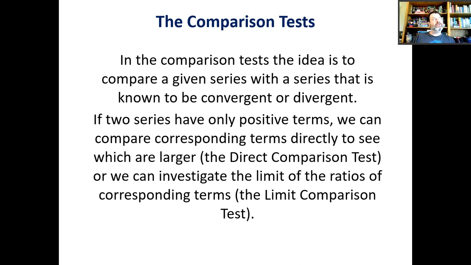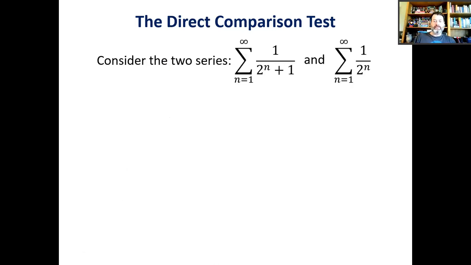Or we look at the ratios of corresponding terms, and if that is a constant, if it's just a number, then one series term by term is that number times as big, and so that doesn't affect convergence and divergence. These are very different tests, but they both have the word comparison in them. So to show you how this works, we're going to start with the direct comparison test.